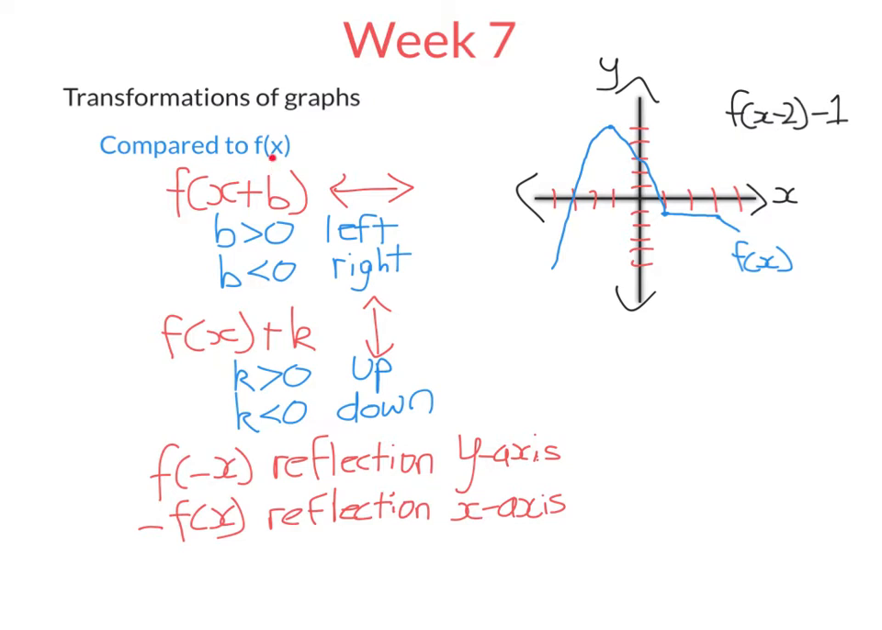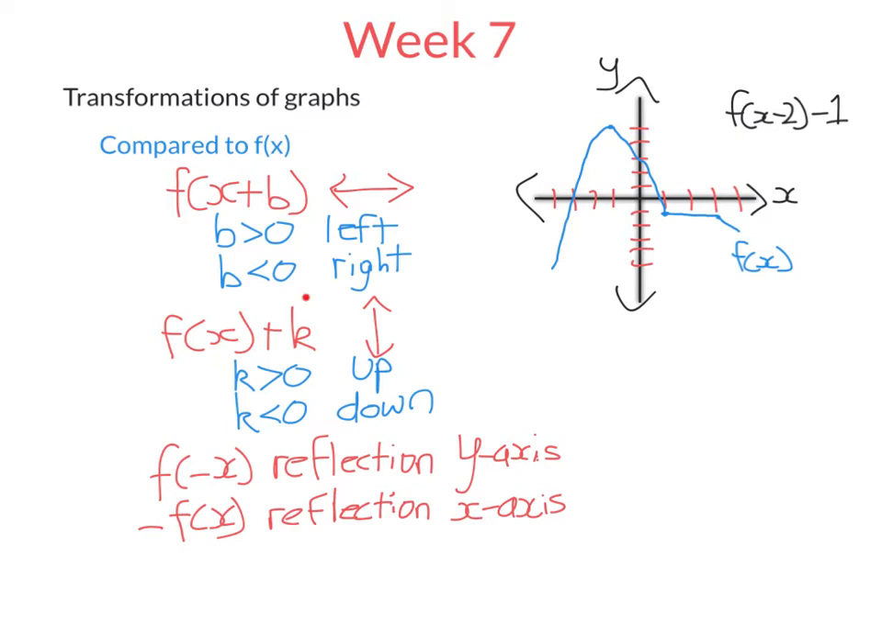So if we take the graph of f(x), if we add something in the brackets, it shifts the graph left or right. But this goes in the opposite way that you'd expect. If the number in the brackets is positive, we go left, and negative, we go right. That's a bit counterintuitive because positive numbers are to the right. You'd think if b was positive, you'd go right. But make sure you don't make that mistake. If this number in the bracket here is positive, you go left, negative, you go right.